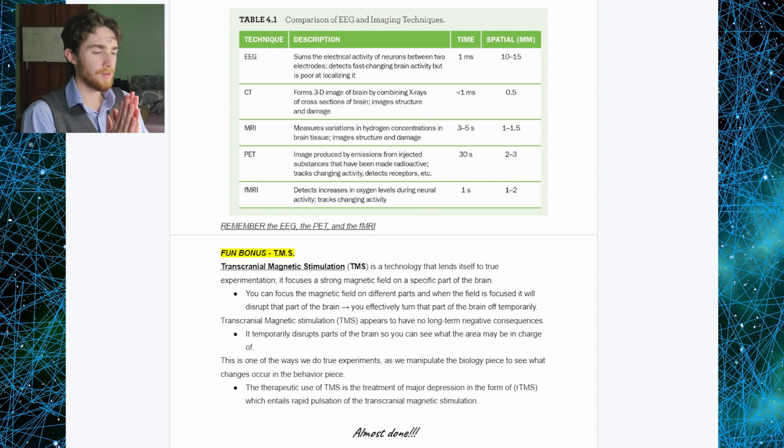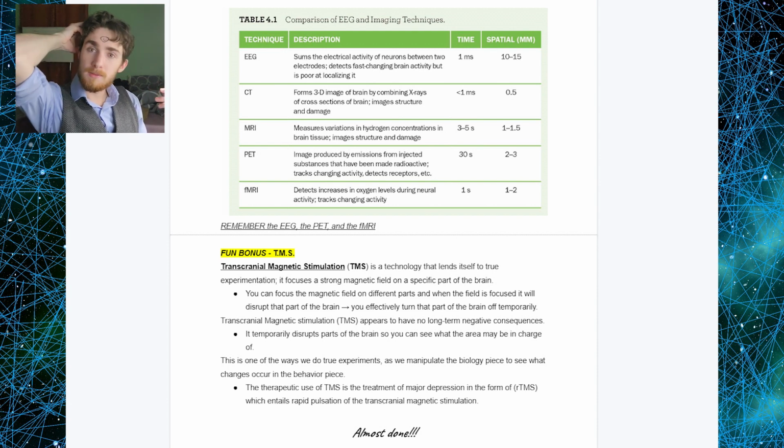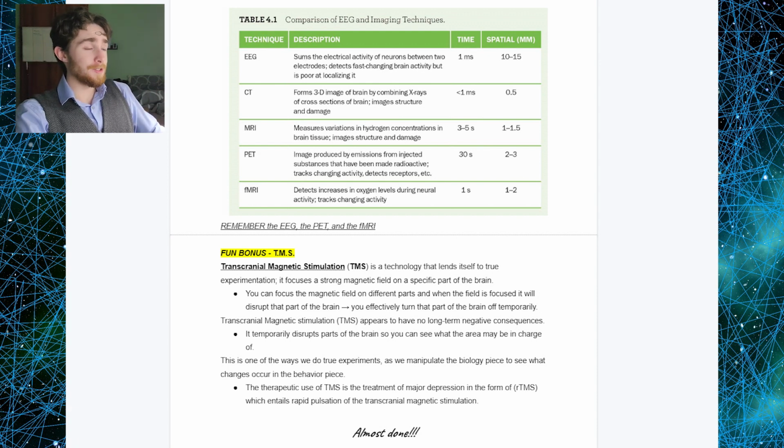And also, there is some therapeutic use to TMS. TMS is used in the treatment of major depression in the form of rTMS, which is rapid transcranial magnetic stimulation. Basically, with this, you just put on rapid pulses of transcranial magnetic stimulation. You have these magnets, and it's just boom, boom, boom, boom. And that's therapy.